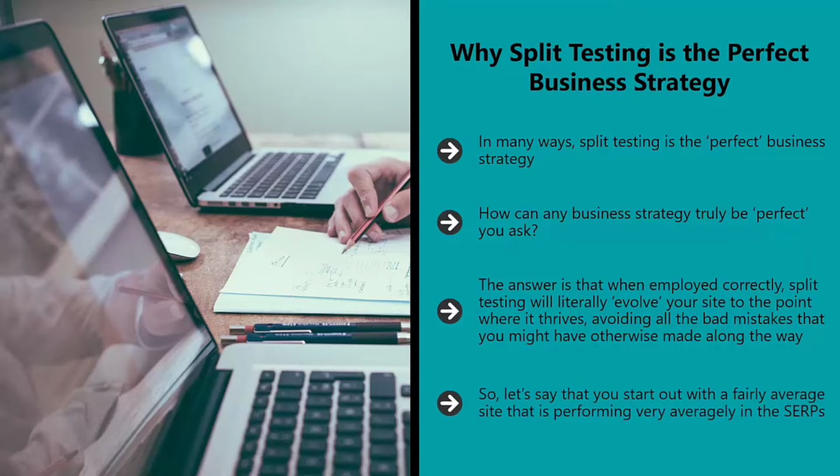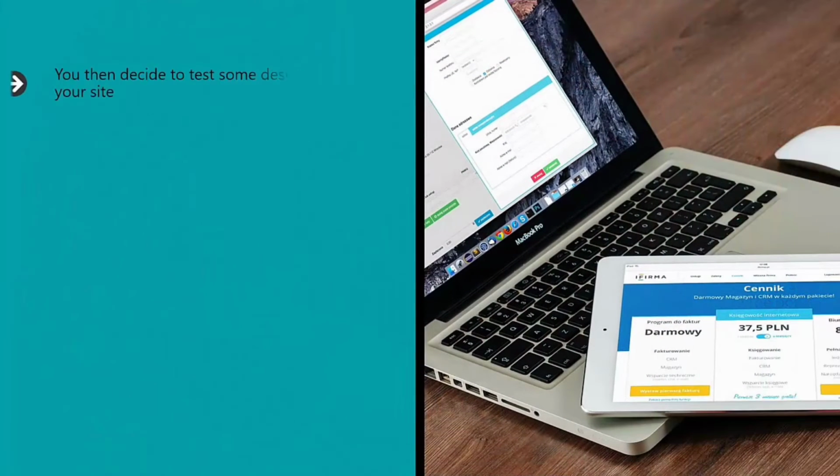So, let's say you start out with a fairly average site that is performing very averagely in the SERPs. Using split testing, you might decide to start using more H1 tags with keywords in, or you might choose to start using images a little more. This causes a bump in your position. You then decide to test some design changes to your site. Doing so convinces you that you should be using a slightly less busy and more modern layout. You therefore switch to a new theme for your WordPress site that looks great.